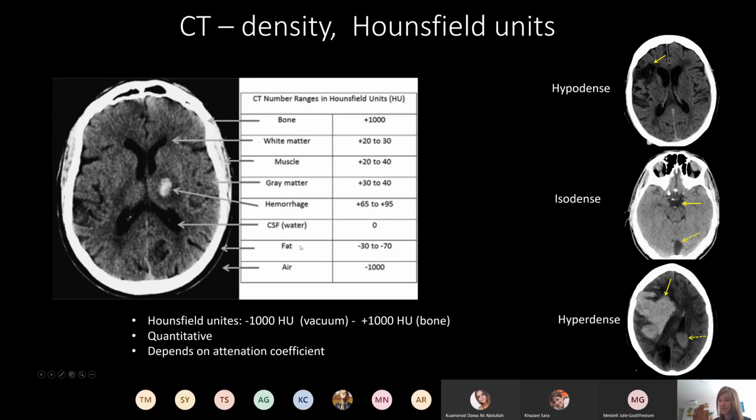So how is density measured on CT? Radio density on CT is measured in Hounsfield units, and that ranges from -1000 to 1000. By definition, 0 is water or CSF here, bone is 1000, air is -1000, and white matter is between 20 to 30. Sometimes they ask you these values on exam, so probably you should know this list. Density is quantitative, so it's always the same. You can compare it between patients. It's a quantitative measure, and it depends on the attenuation coefficient.